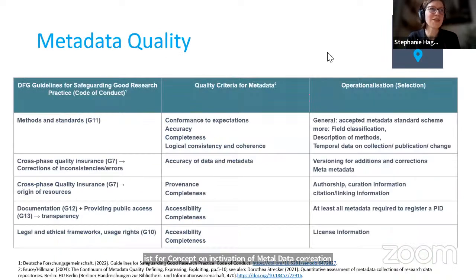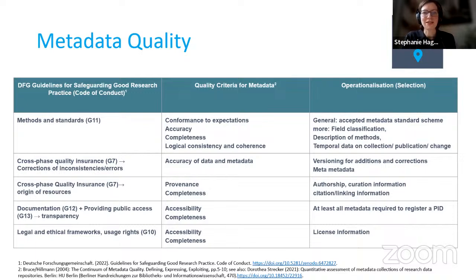Maybe a short excursus on metadata quality. How do we understand this? According to Bruce and Hillman, there are 7 criteria of metadata quality. So there's completeness, that means which metadata fields are useful; accuracy, is the metadata correct; provenance, is the source or creation process of the metadata documented; conformance to expectations, which means is the metadata based on internationally recognized standards; logical consistency and coherence, is the metadata structured in the same way and does it not contain any contradictions?